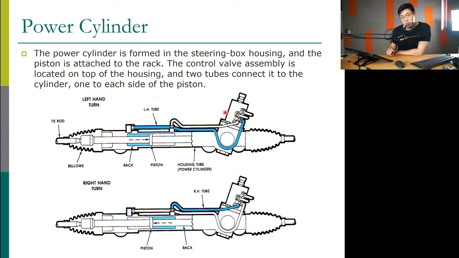If we want to turn right, the control valve will open another way, another passage. So instead of sending pressure to this tube, it will send pressure to this tube, go in and push the rack this way. The return fluid will go this tube, go back to the control valve and go back to the pump. This is how it works. You just add the cylinder there, and you have to be able to control the pressure fluid.